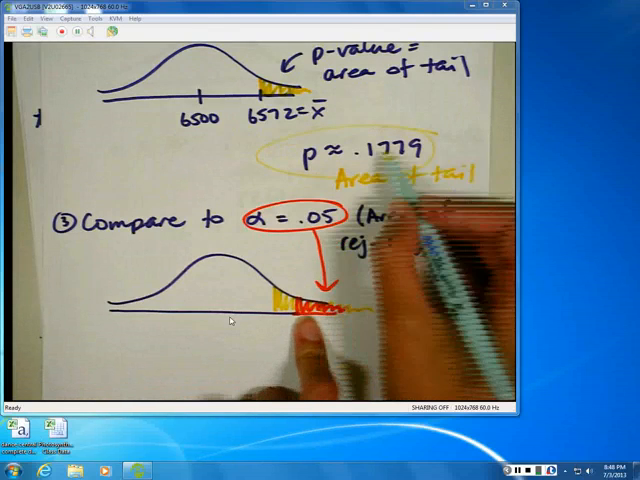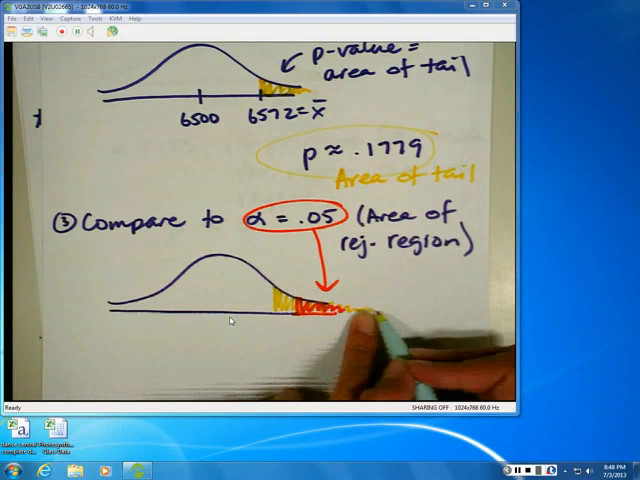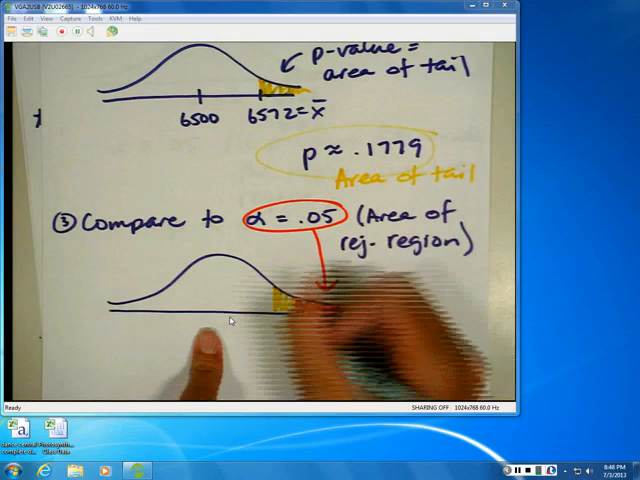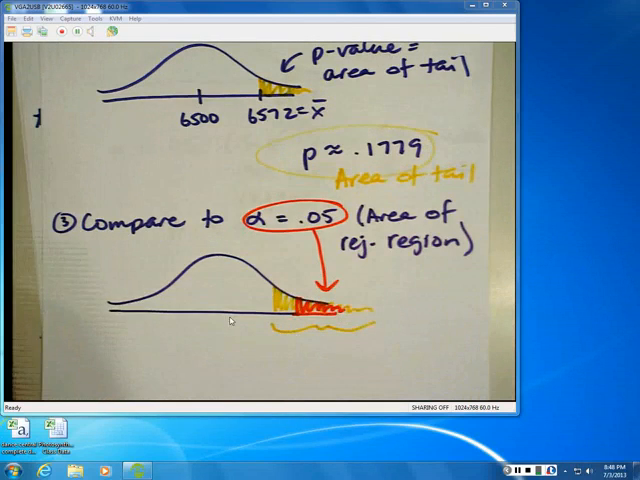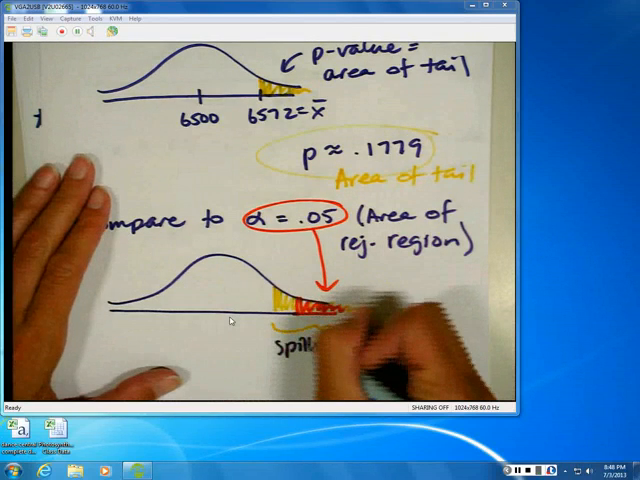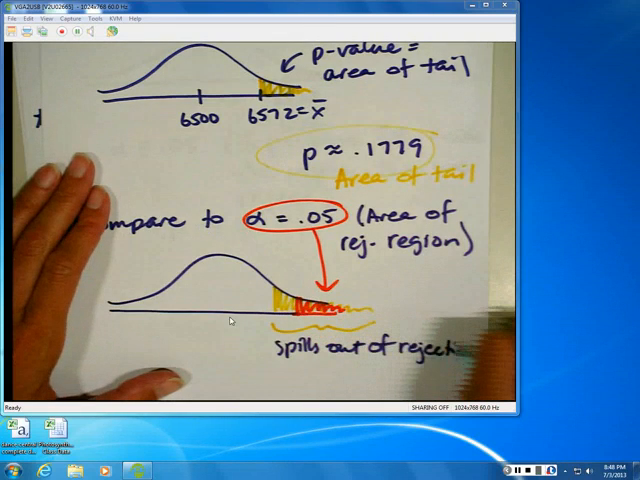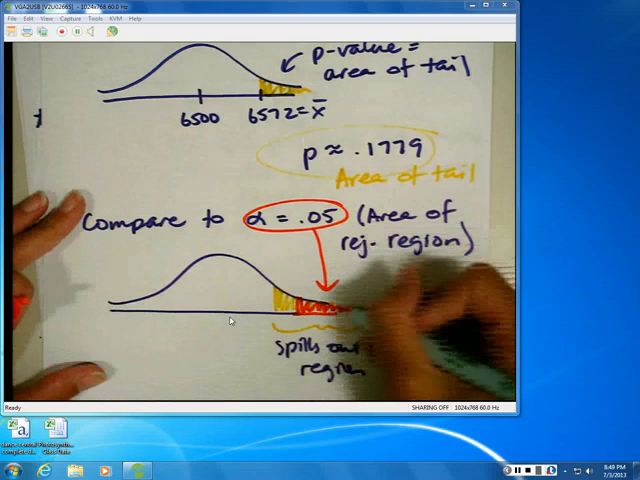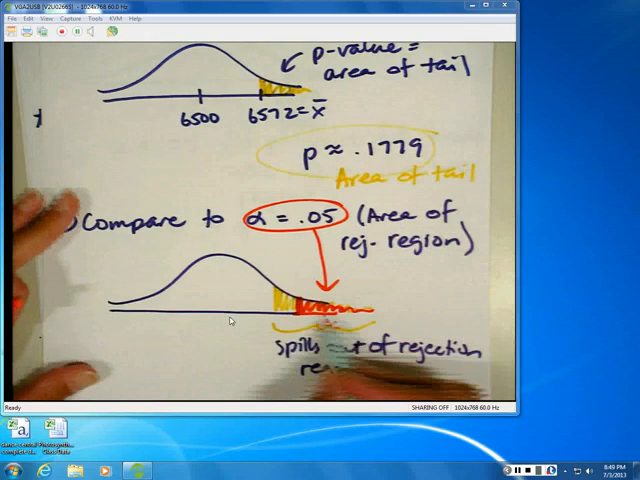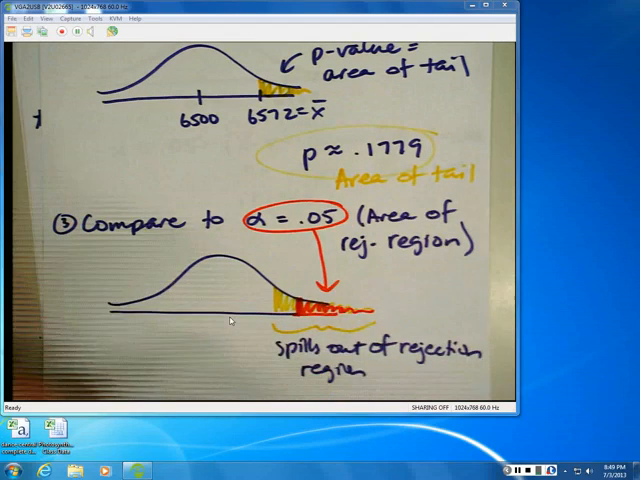Whenever we're doing a p-value or an alpha, we're always filling in from the tail, from the end of the normal curve, even though it never ends. So from the end towards the middle. So my p-value here spills out of the rejection region. It doesn't fit. My rejection region also goes on forever here, but my rejection region is just what's in orange, 0.05. My p-value is what is in yellow.